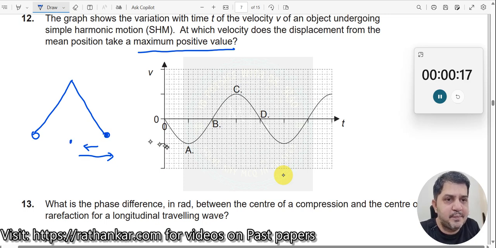As it comes at this point, where is this point? This point is the point A. I'll write the point A here. And then when it comes to point B, where is point B? This is your point O, this point A. Point B once again is at this point. That means the velocity is 0 at this point.